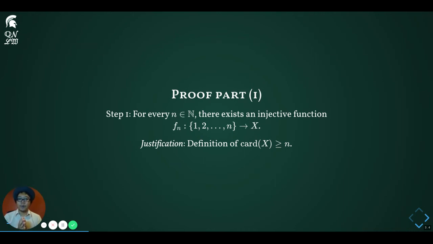Okay, back to the theorem. Step 1 of the proof. For every natural number n, there exists an injection f sub n from the n element set 1, 2, ..., n to x. We justify this as exactly the definition of the phrase cardinality of x is at least n.